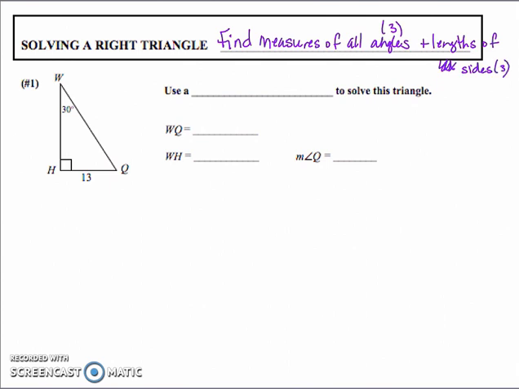For this particular problem, we're given a picture here. We know we have a right triangle, and we know that this is a special triangle because the angle that we are given is 30 degrees. If that angle is 30 degrees, then this angle has to be 60 degrees. So we can use a special triangle to solve this triangle, right?